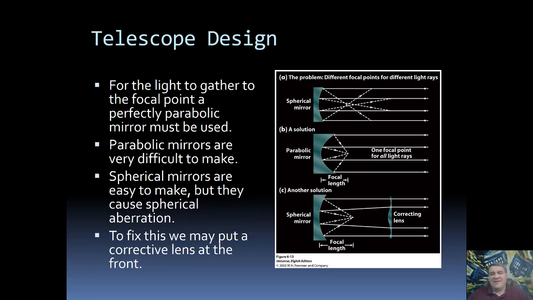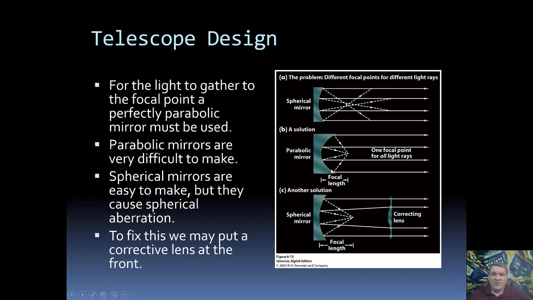Now, that being said, reflecting telescopes have their own set of problems. Specifically, for the light to actually focus all to the exact same place, we have to use what's known as a parabolic mirror. Okay, so it's the shape of a parabola, if you remember that from algebra. Only a parabola will cause all of the light to go to the exact same place in the mirror, to the exact same place as a focal point.